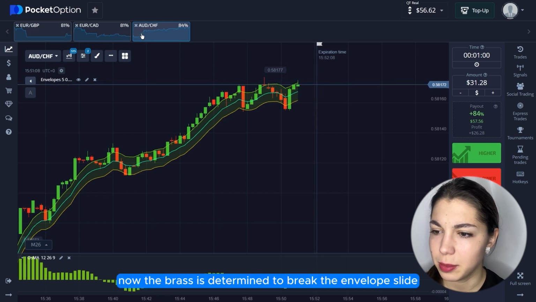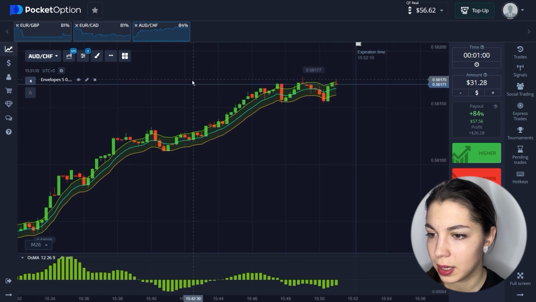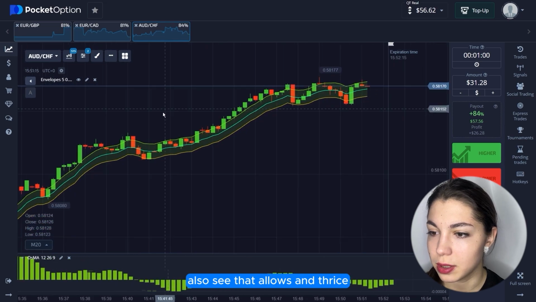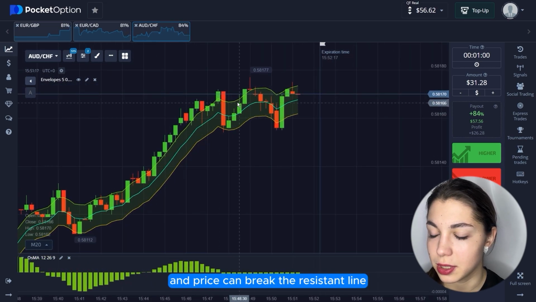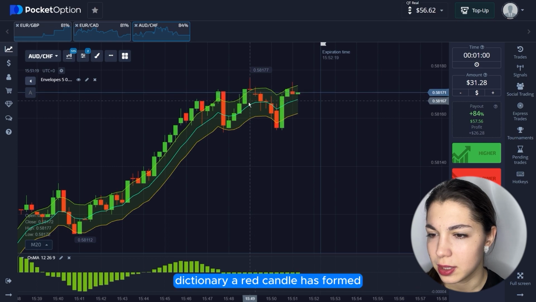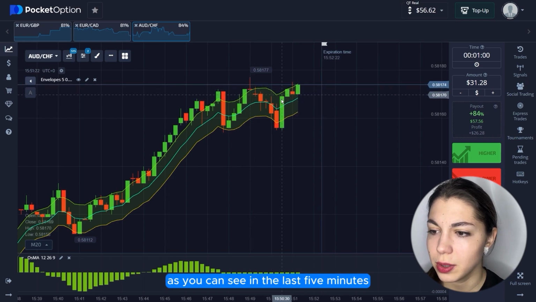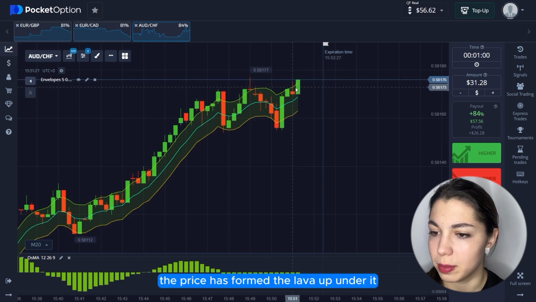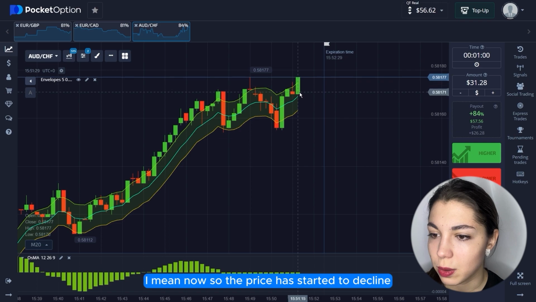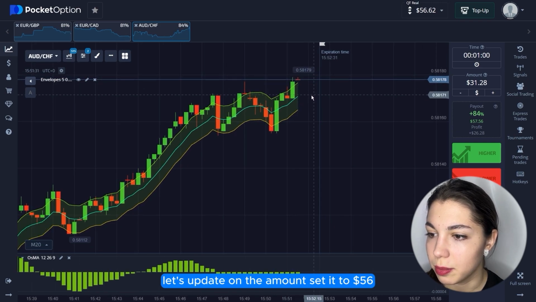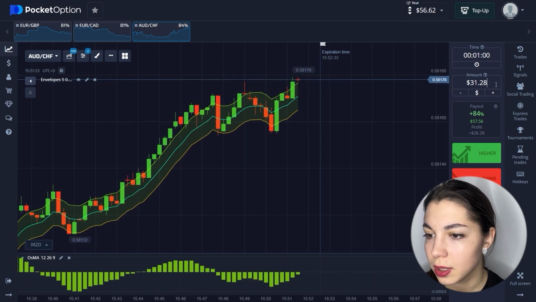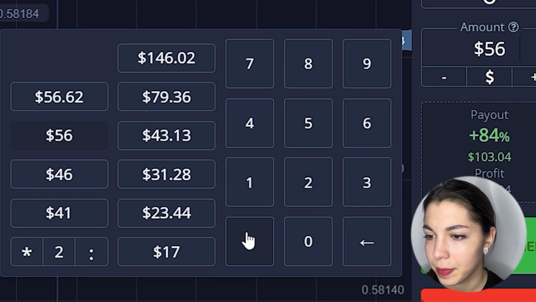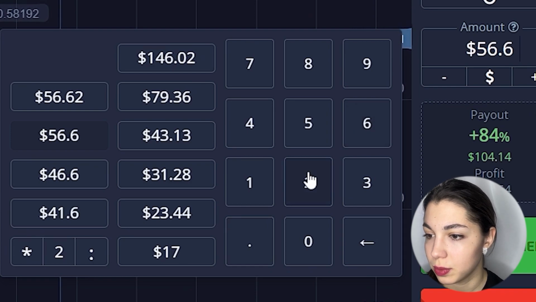Now the price is attempting to break the envelope's line. Also, we see that the lows aren't rising and the price cannot break the resistance line. Additionally, a red candle has formed. As you can see, in the last 5 minutes after the red candle, the price has fallen below the upper boundary. So the price has started to decline. Let's update our amount, set it to $56. And we are going for a down move.